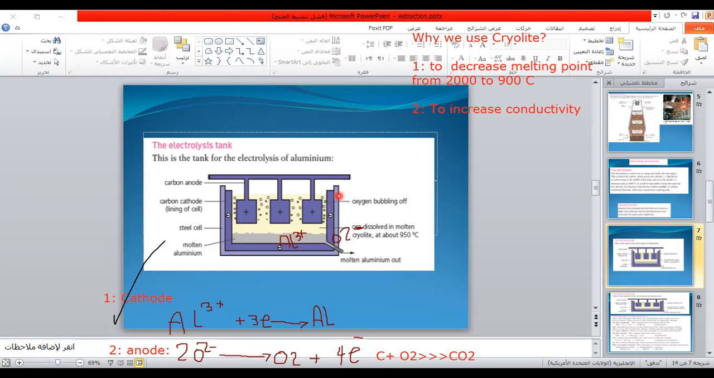Yes. So this is about extraction of iron and about extraction of aluminium. So you have to remember why we use cryolite for two reasons. Number one, to decrease the melting point from 2000 to 900 degrees Celsius. Number two, to increase conductivity of the solution. So this is our session today.